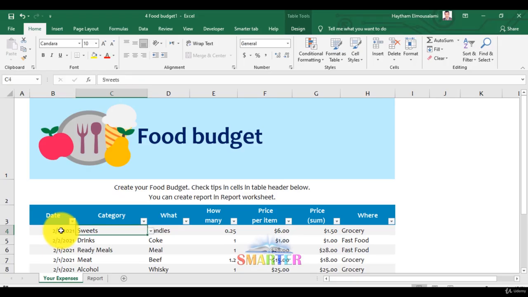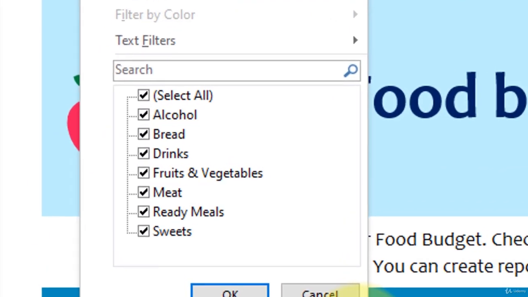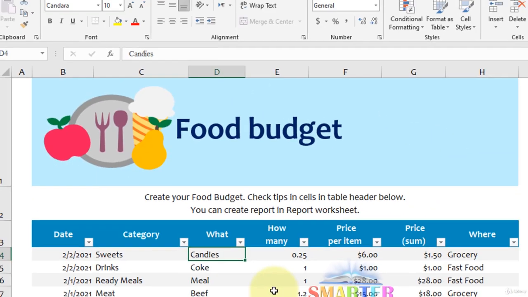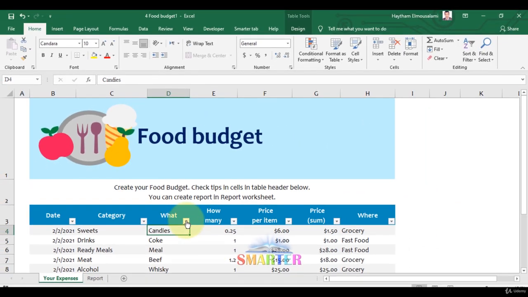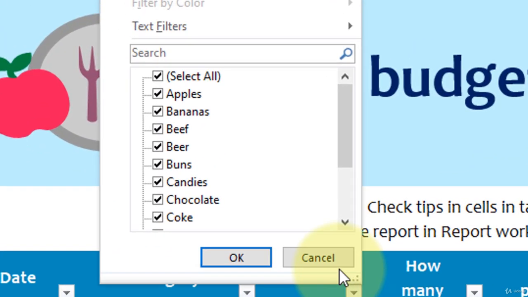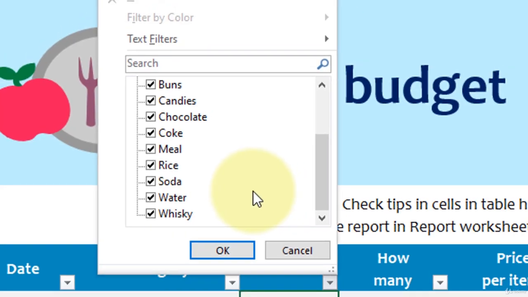After that, you select the category, and this category can be alcohol, bread, drinks, meat, ready meals, sweets, and so on. And after that, select what, and what can be beef, beer, candies, chocolate, coke, whiskey, water, soda, rice, meal, whatever.